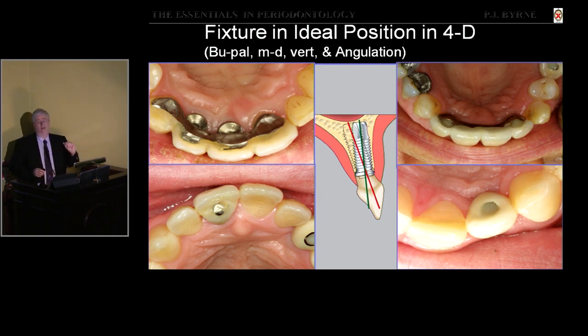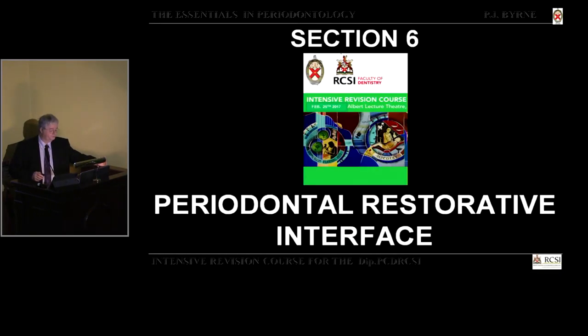And that placement, we have to remember, is not just 3D, it's 4D. Buccopalatal, mesiodistal, vertical, so in other words the height of the head of the fixture, and also the angulation. And all of these play a critical role in getting the implant into the correct position.